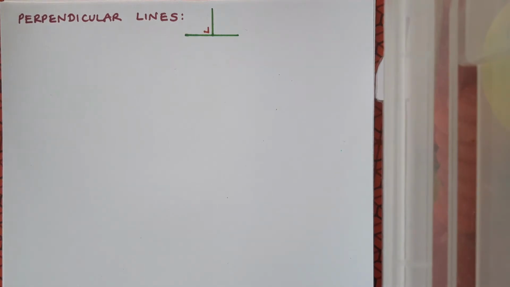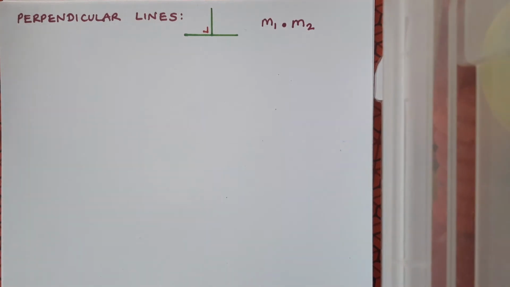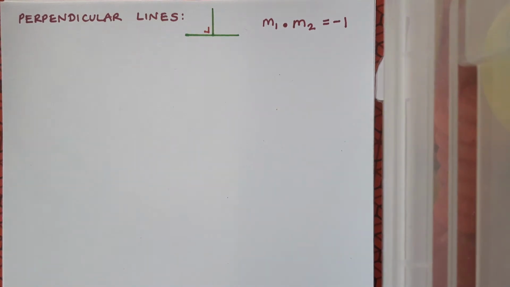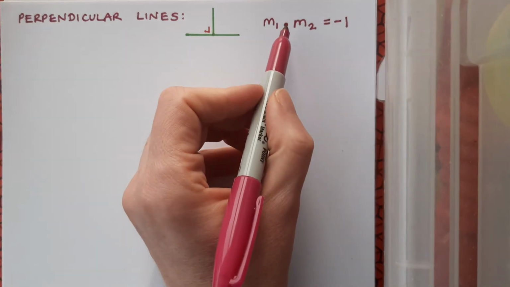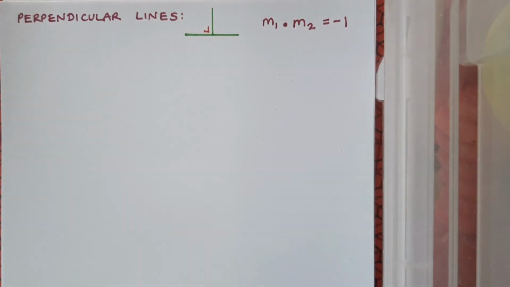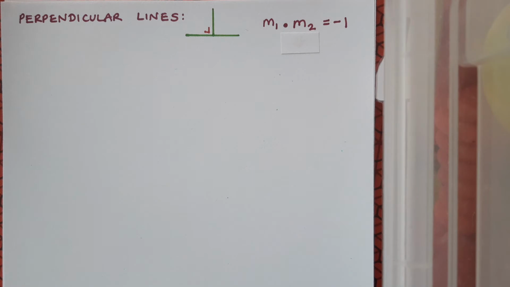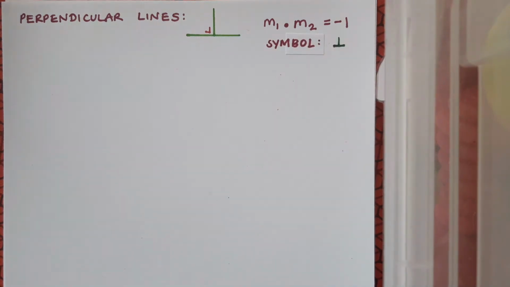Perpendicular lines are lines that meet at a right angle. And if I know the slopes of the 2 lines in question, I can check to see if they're perpendicular by multiplying their slopes. If they are perpendicular, their slopes will have a product of minus 1. Just note here that this dot represents multiplication. There's a symbol for perpendicular lines also, and again, it's a nice obvious one. It just looks like 2 perpendicular lines.